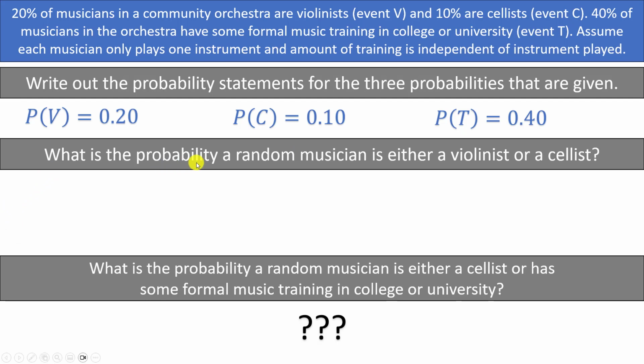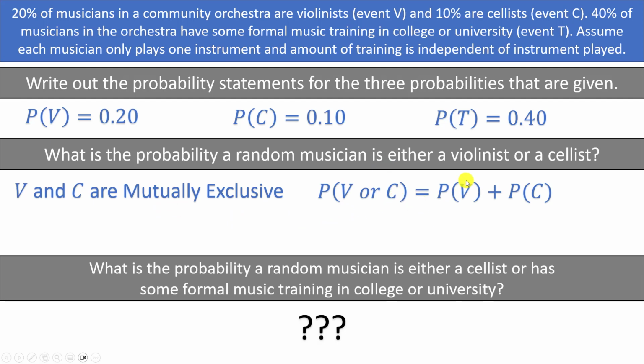We are asked, what is the probability a random musician is either a violinist or a cellist? Since we are asked for an OR probability, we have to consider if those two events are mutually exclusive or not. Well, the problem says assume each musician only plays one instrument, so that means that those events are mutually exclusive. They can't happen at the same time. Therefore, the probability of V or C is equal to the probability of V plus the probability of C. Plugging in the numbers, we have 0.2 plus 0.1, which is equal to 0.3. There's a 30% chance that someone either is a violinist or a cellist.